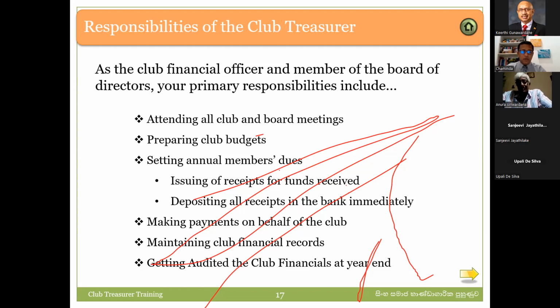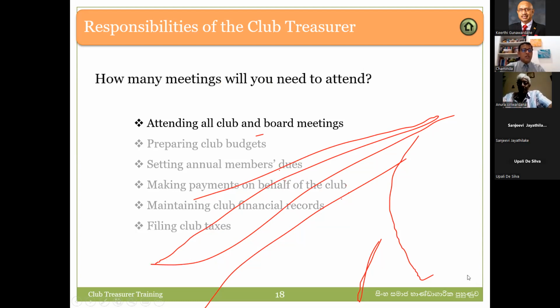So it's better to get somebody senior, maybe in another club or in the district, to do the audit, so that you can save that money to do projects, right? Then, so these are the primary responsibilities. So shall we look at how many meetings you will need to attend?